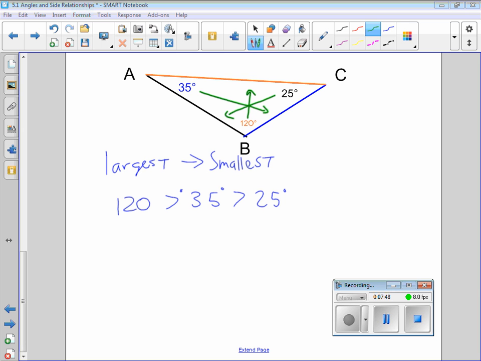So 120, that's side AC. And then comes the 35, which is BC. And then we have the 25, which is AB. All right, very good. Let's move on. Now, one more thing I could do is, instead of putting those greater than signs in there, sometimes, let's say it's a multiple choice test and you see this, I could order them by making them look like this.